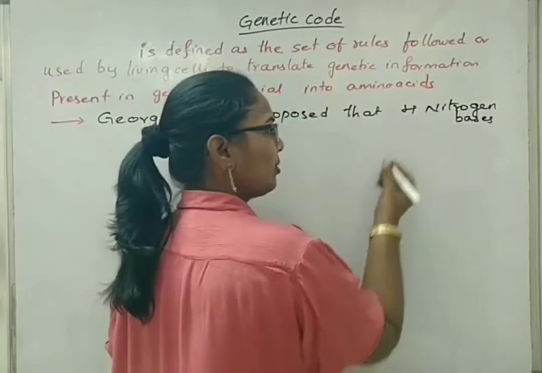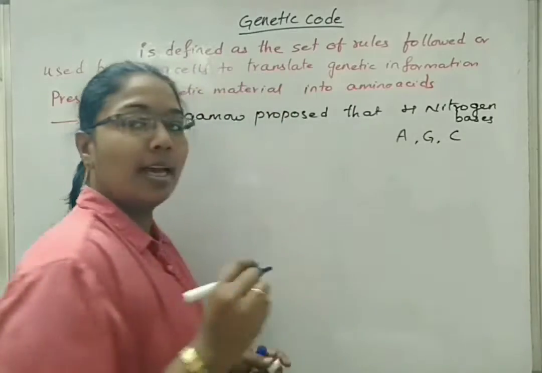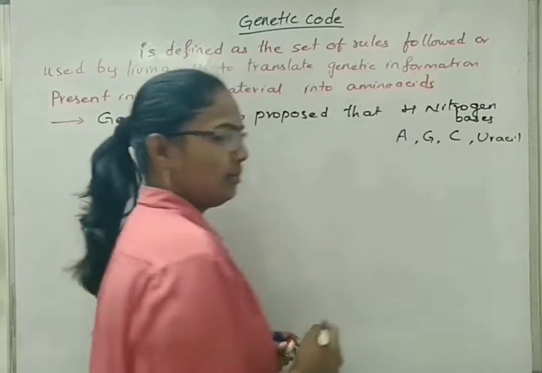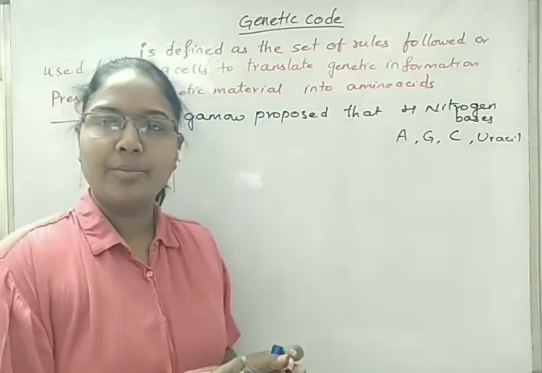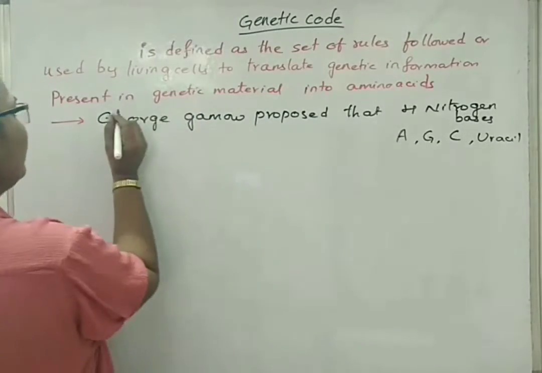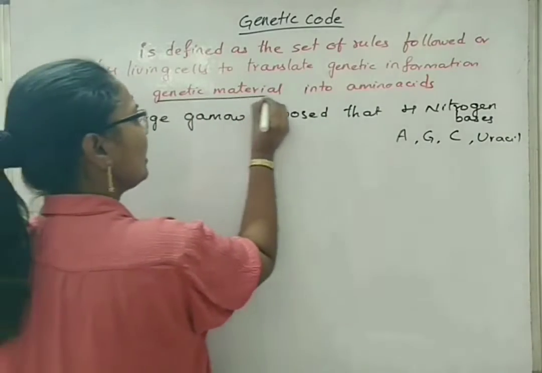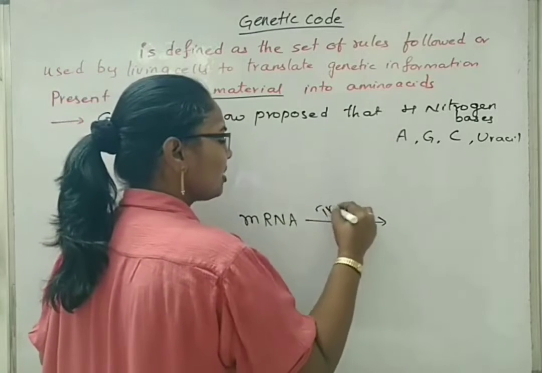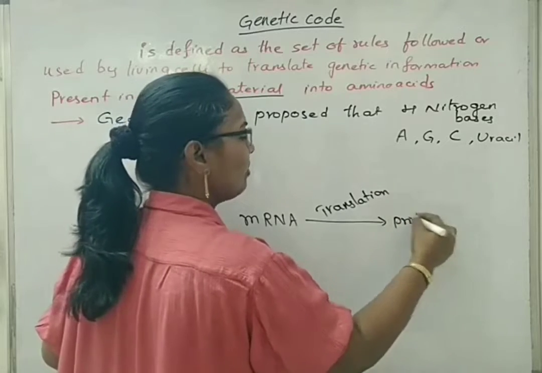What are those 4 nitrogen bases? The 4 nitrogen bases are adenine, guanine, cytosine and uracil. It is not thymine because George Gamow took the nitrogen bases from RNA. He did not take them from DNA. Because here, if you see in the definition, translate genetic information from genetic material. We know that mRNA undergoes a process called translation to give out proteins or amino acids.